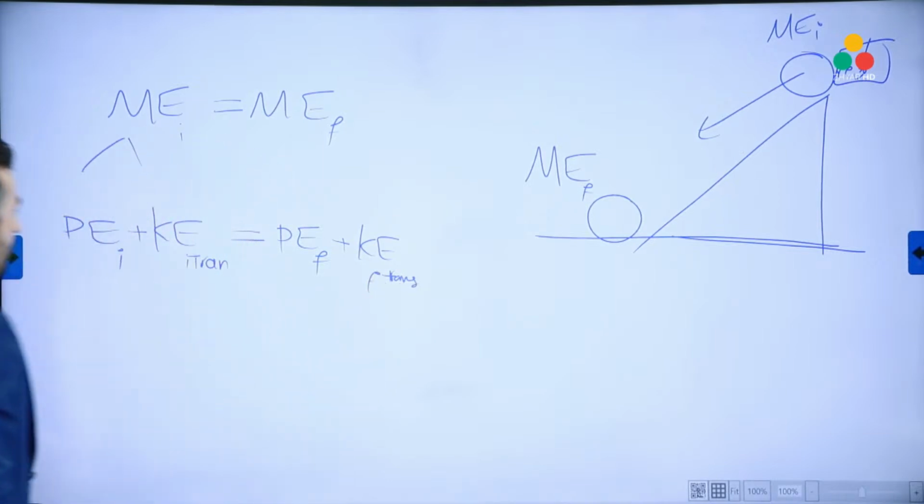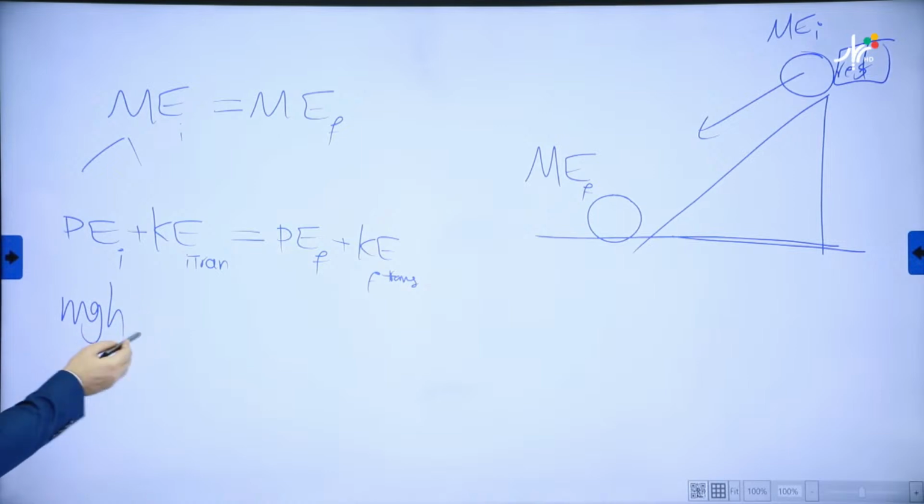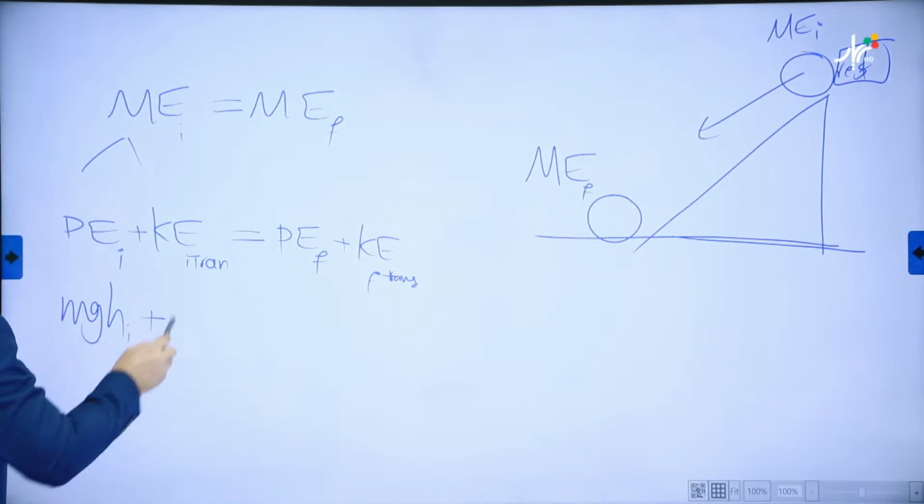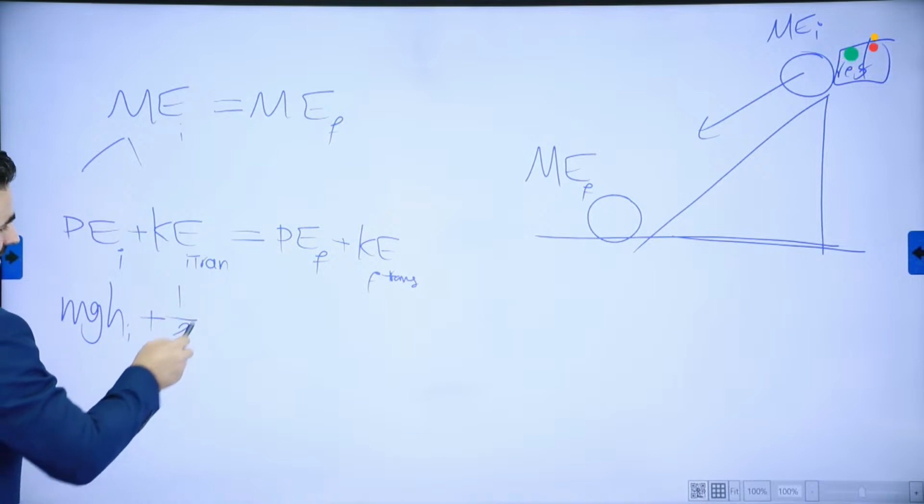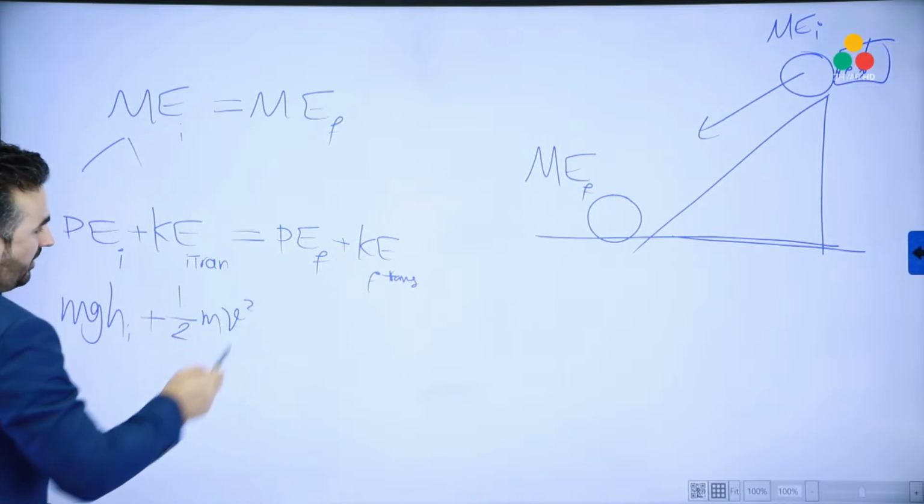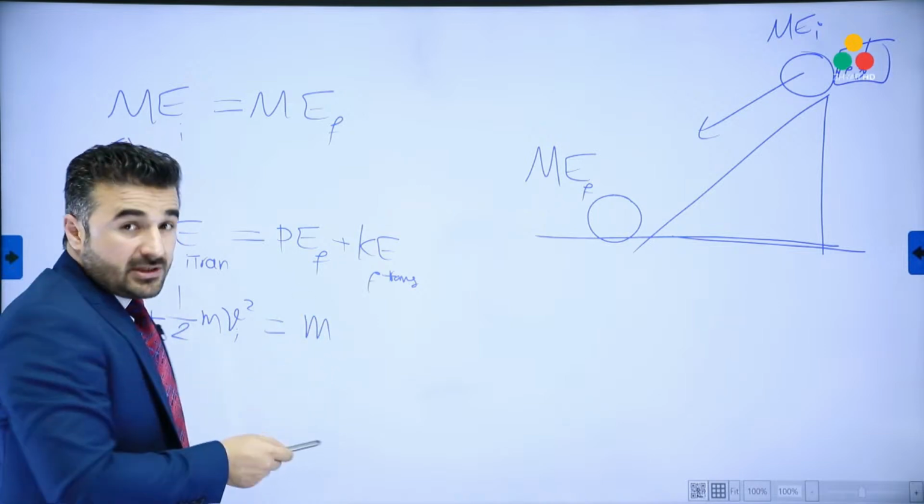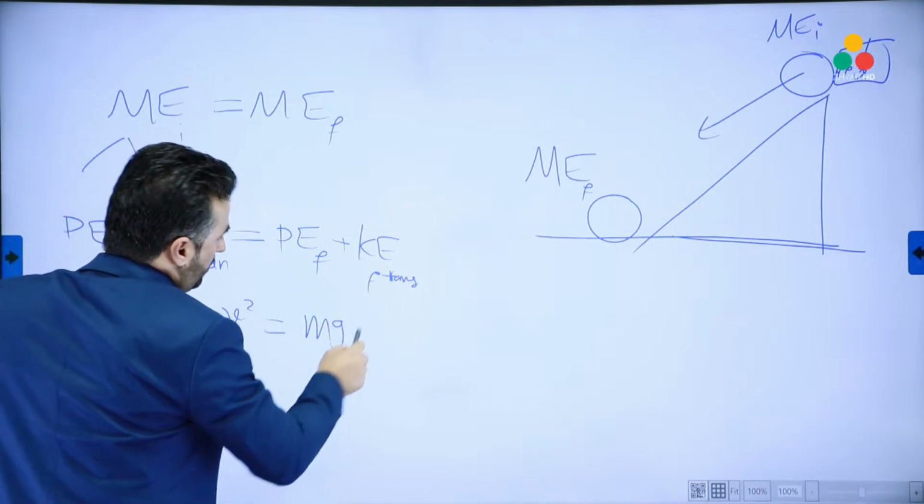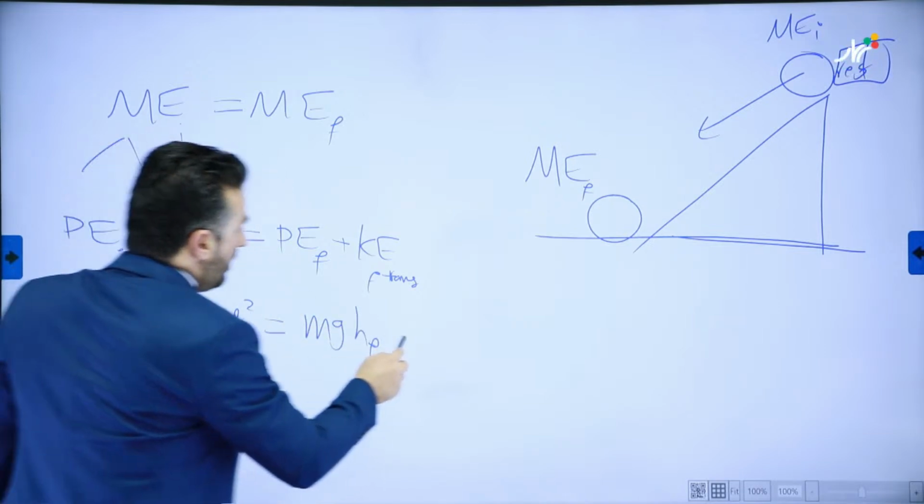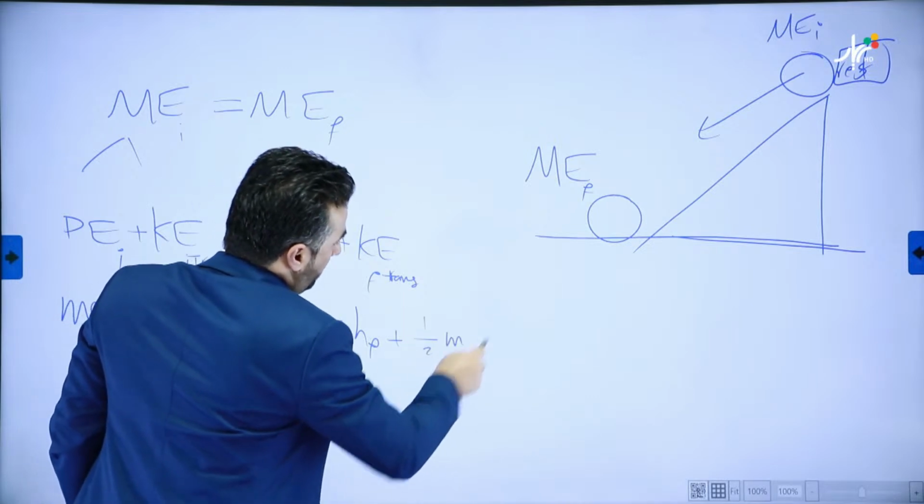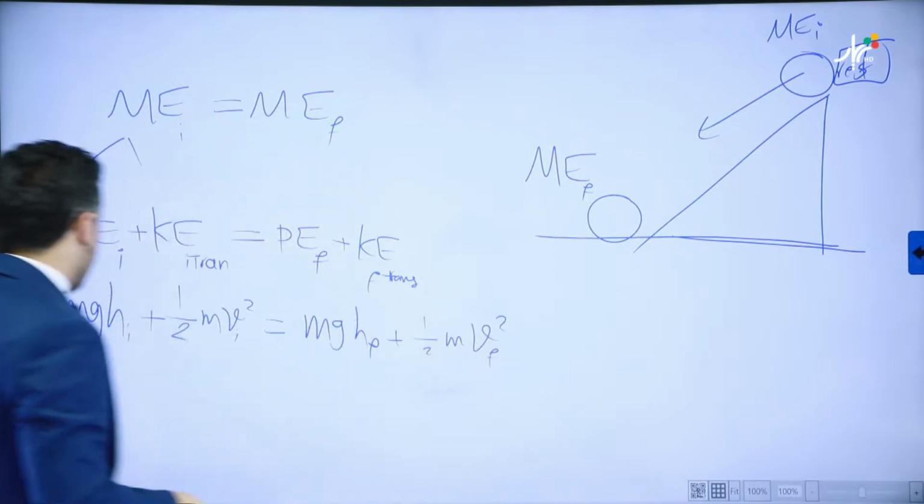So these are final. But for initial, of course, what do we have? We have mgh, or you can say height 1, or initial height, and then plus kinetic energy, translational in this case, which is going to be 1 over 2 mv squared. This is initial, equal to final potential energy, which is mgh final, and then plus 1 over 2 m v final squared.